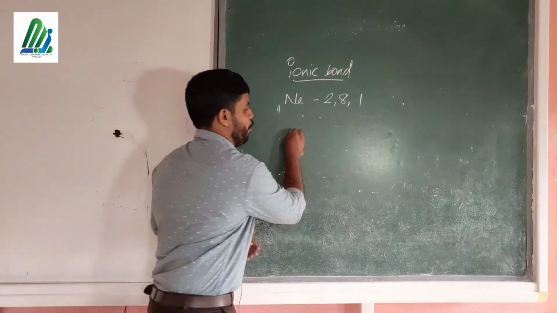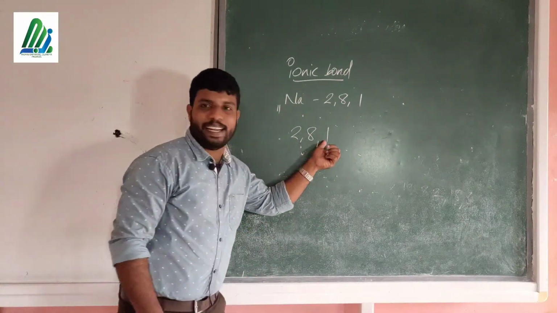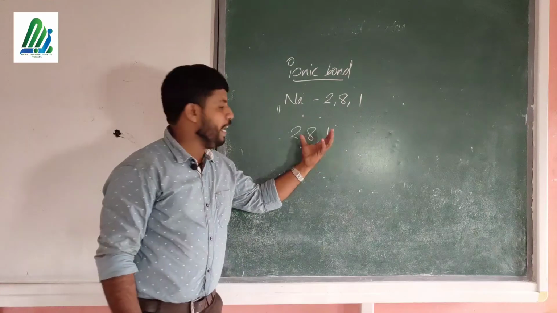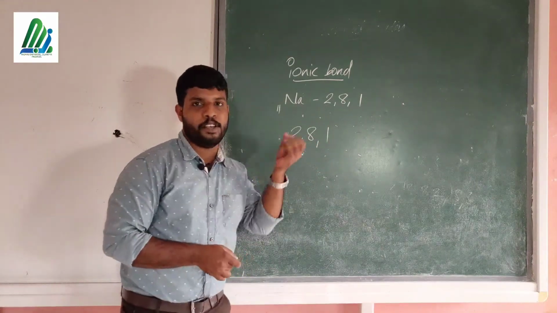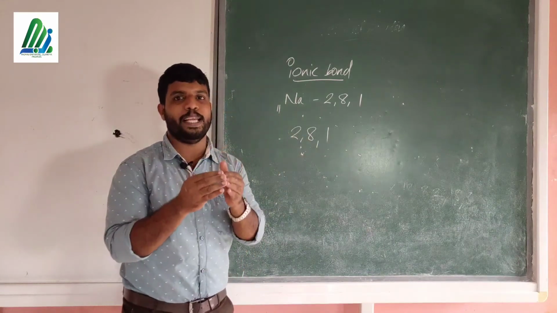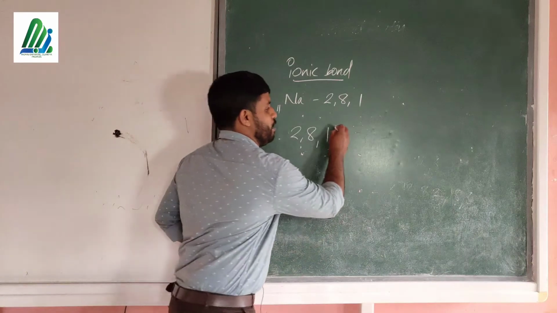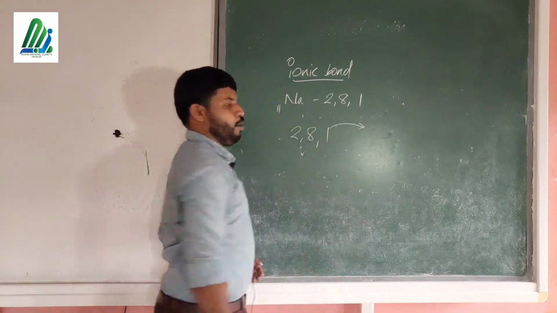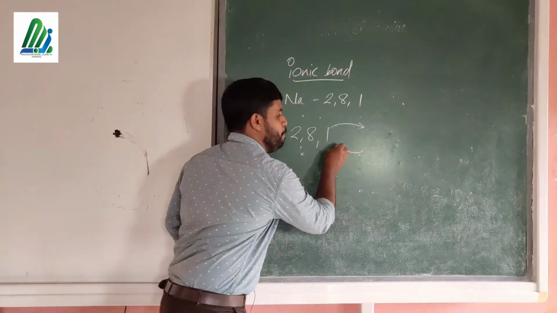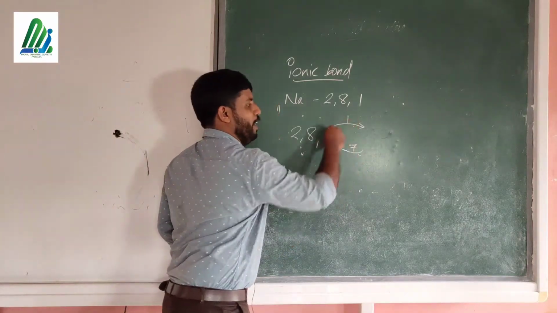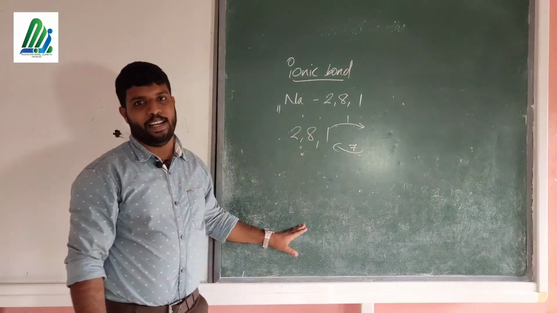In the case of sodium, the electronic configuration is 2,8,1. The valence shell contains only one electron, so the element is not stable. To attain stability, this atom has two chances. One chance is to donate the last electron. Another chance is to accept 7 electrons.